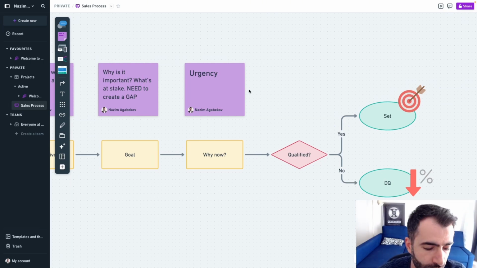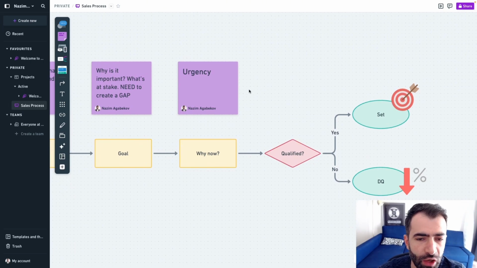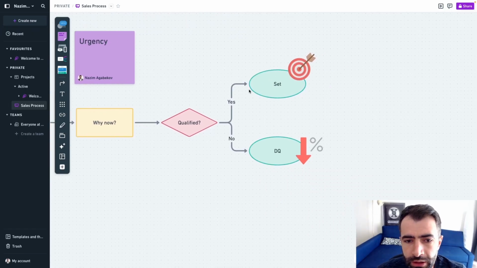So you say, why now? And how soon do you need it to get it done by, right? Or by what time specifically do you need to lose weight? And then it's very simple, guys. You determine if they're qualified, you set them, and if they're not qualified, you DQ them.